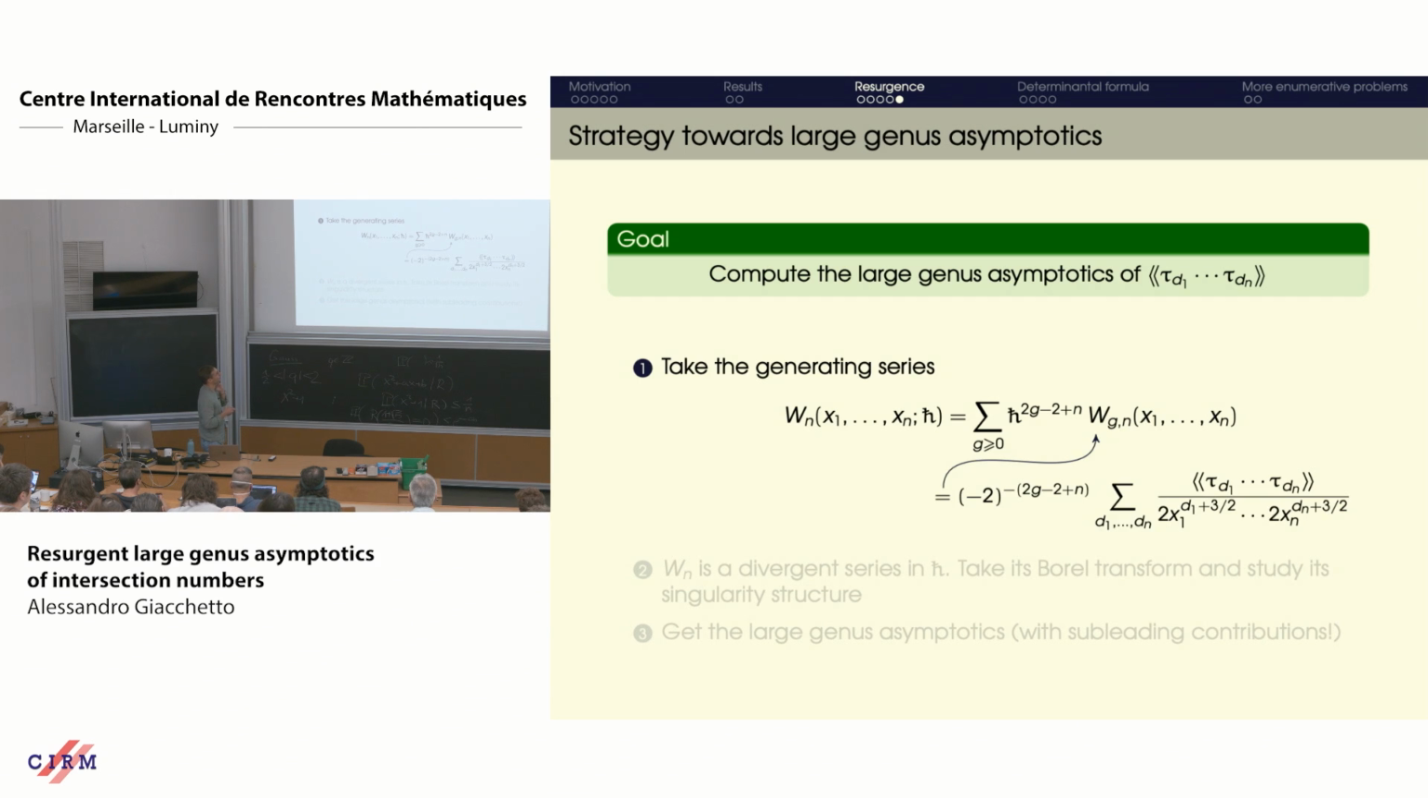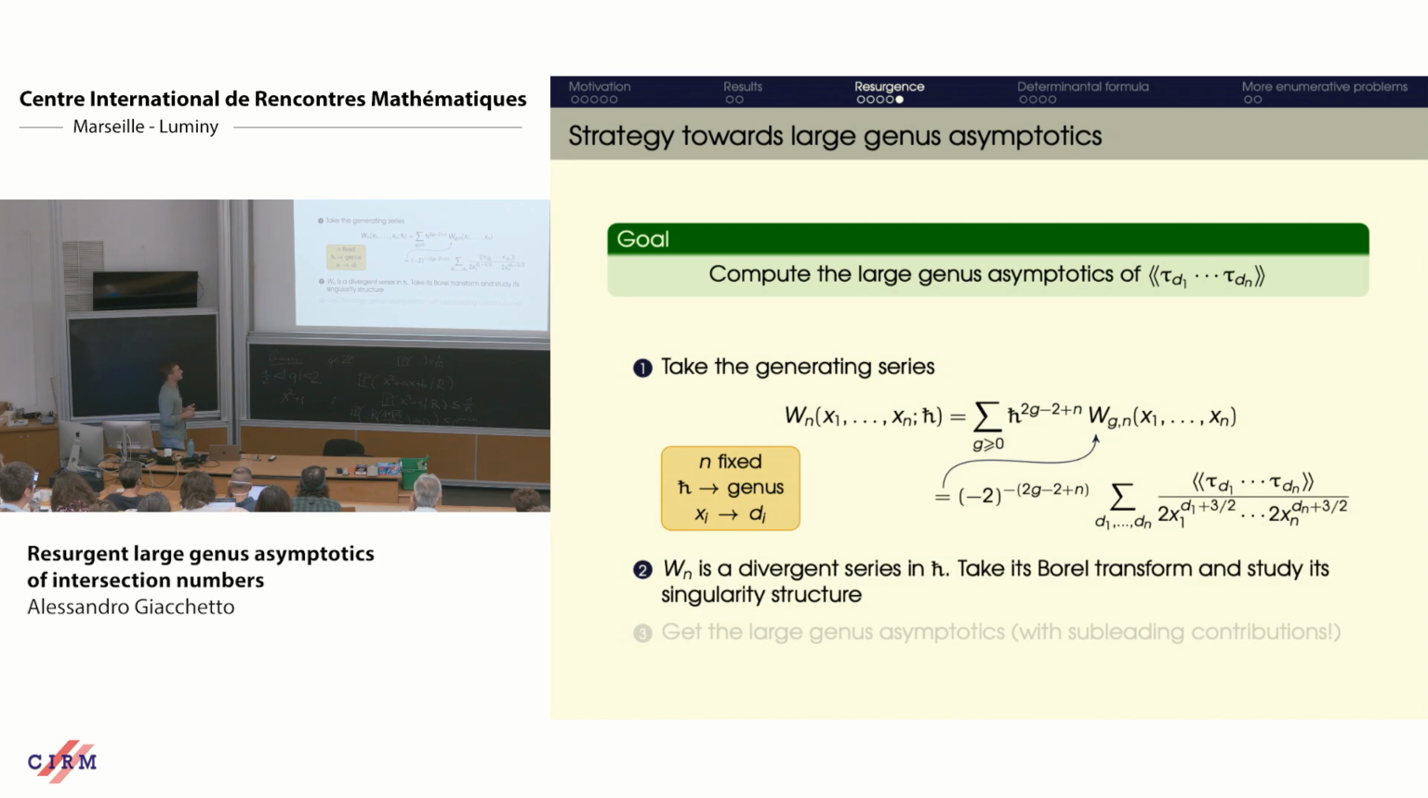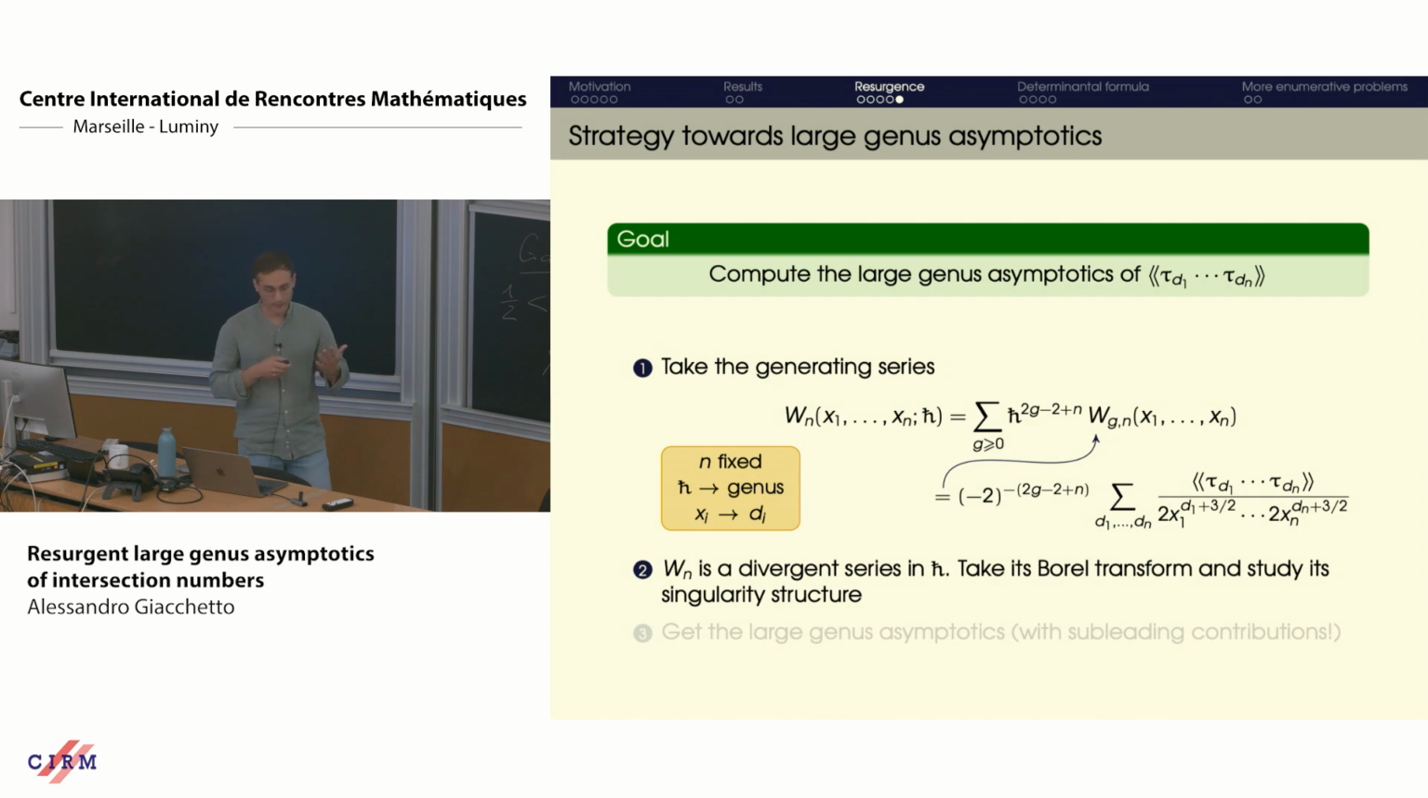And these W_{g,n} here are just a generating series of intersection numbers with that genus g and that number of insertions n. The main point to keep in mind is that I have a fixed n. H bar is keeping track of the genus, and these variables xi keep track of the indices of these psi classes. OK, now we have a generating series. It's not too hard to see that this is actually a divergent series in h bar. So the idea is, can we take its Borel transform and study its singularities?